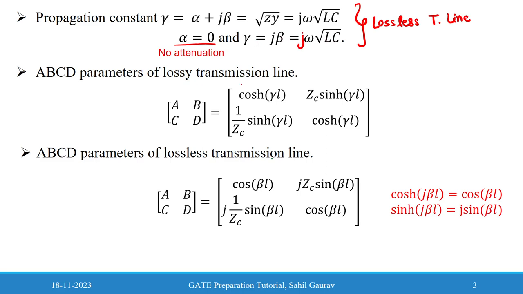As we have seen in the last session, the ABCD parameter of a lossy transmission line is written like this: cosh gamma l, ZC sinh gamma l, 1 divided by ZC sinh gamma l, cosh gamma l. Now if you want to write the ABCD parameter of a lossless transmission line, then in the place of gamma you have to place j beta.